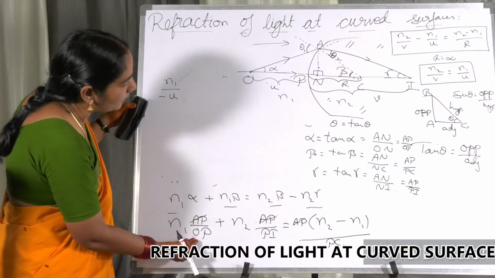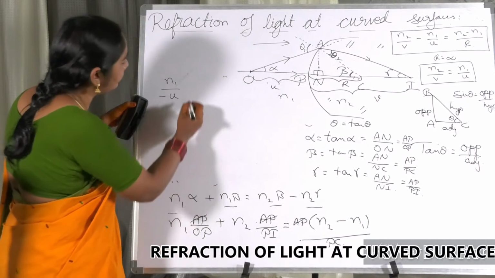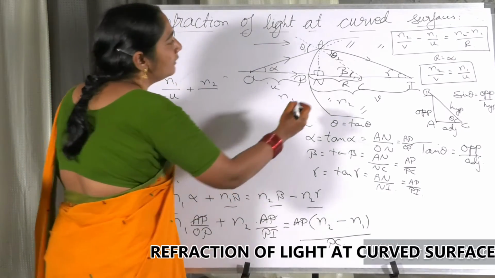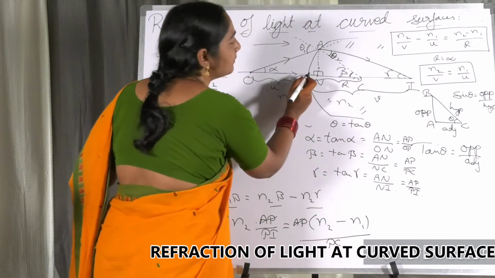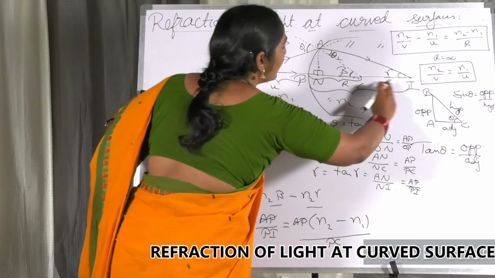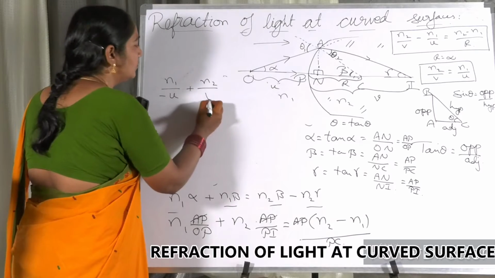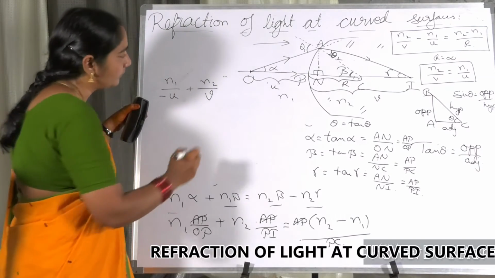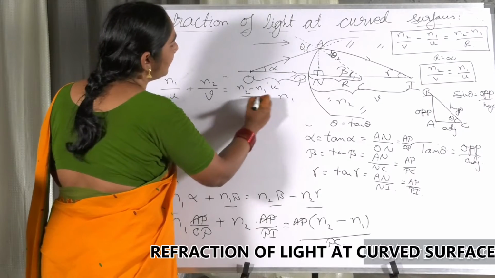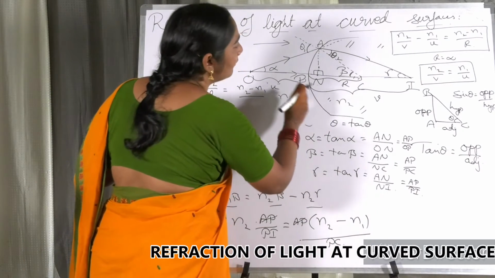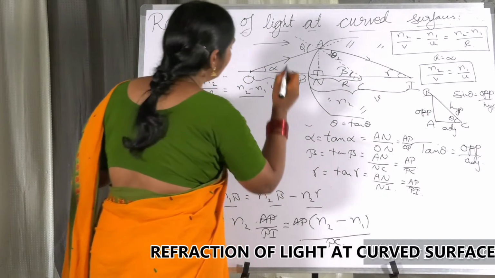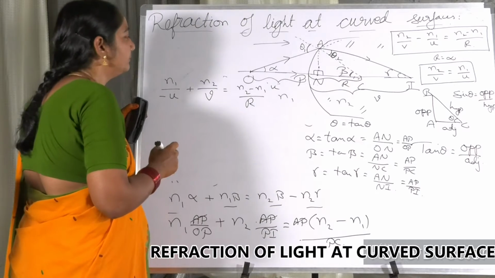Now, N1 by OP. OP is nothing but minus U plus N2 by, now PI. See, when I am taking this PI, always the measurement is going from P to I. So that is along the direction of light. So I must take the value of V as positive. Is equal to N2 minus N1 by, now PC. When I am measuring this again P to C in the direction of light, it is positive.